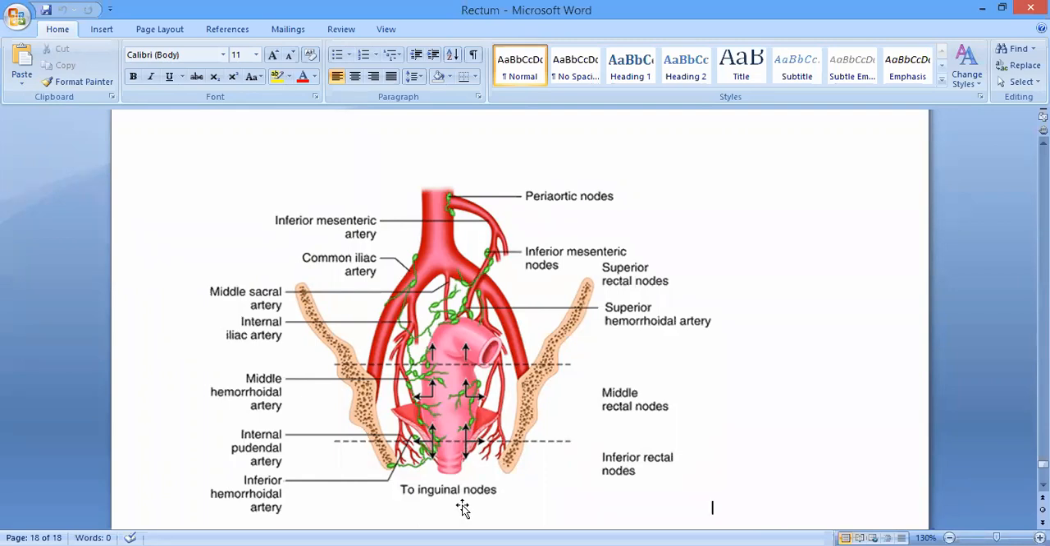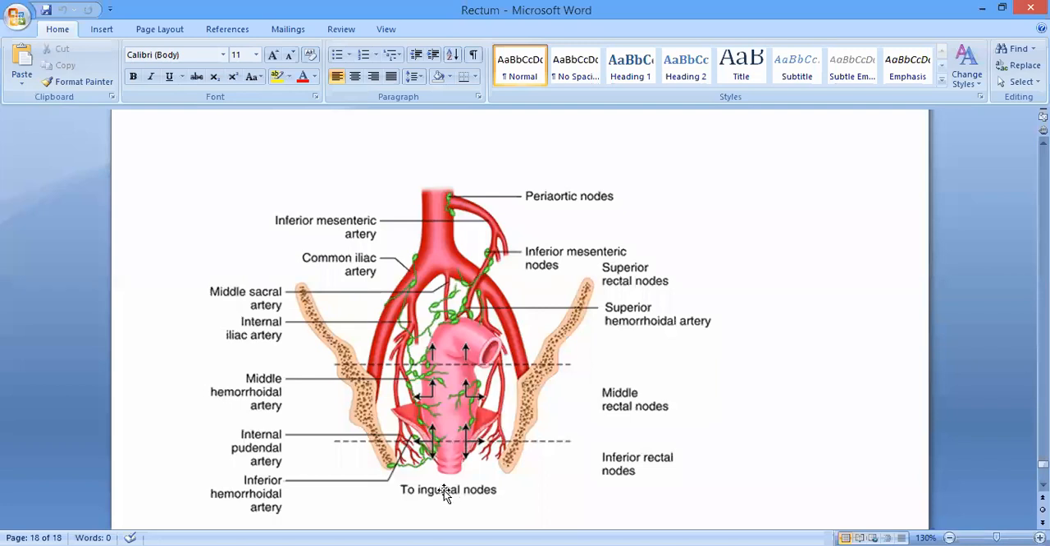Okay? There are three blood supplies, right? So through the upper part, the lymph goes along with the superior rectal vessels towards the inferior mesenteric nodes. Okay? In the middle part, the middle rectal artery, and from here they go towards the internal iliac nodes. And in the lower part, the inferior rectal artery, along with it the lymph will travel towards the inguinal lymph nodes.